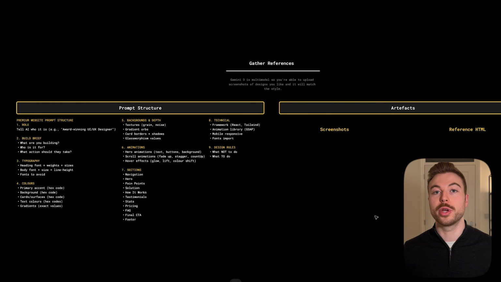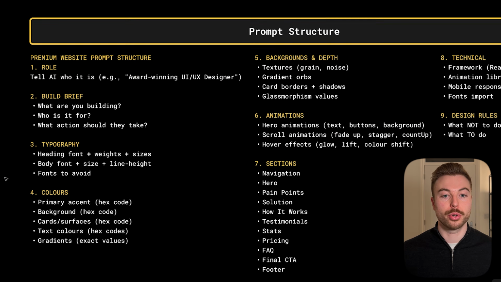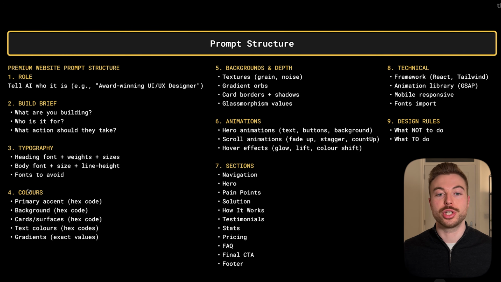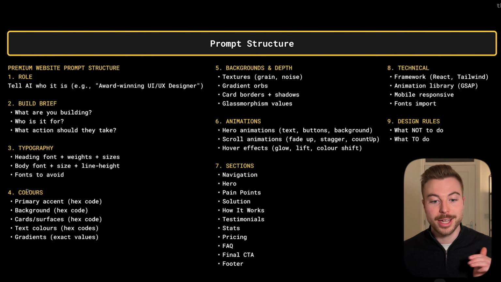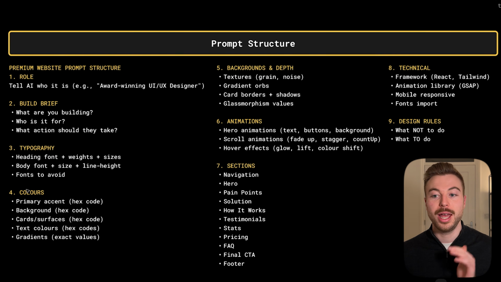So to get the best outputs, we're going to need to have references. Now there's two forms of this, and the first one is going to be your prompt structure. What we want to do is give our Gemini 3 model as much information as possible, including the role, i.e. it's an award-winning UI UX designer, what we're building, who it's for, what action the user should be able to take, also ignoring specific typography that's often overused, primary colors, background and depth, animations, different sections we want involved, the framework, and more important at the end, also the design rules for what to do, but also what not to do. So let's come across to Google's AI Studio.